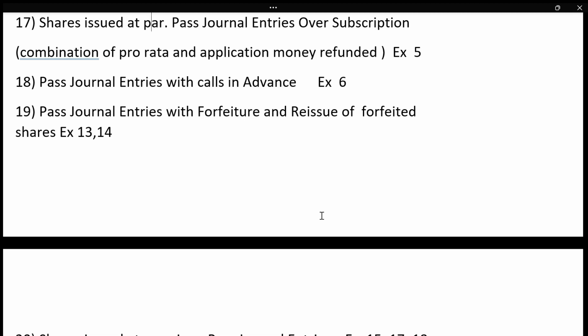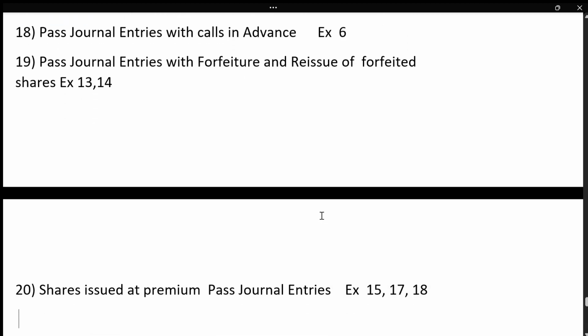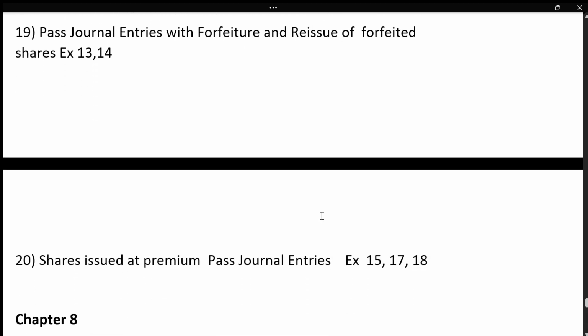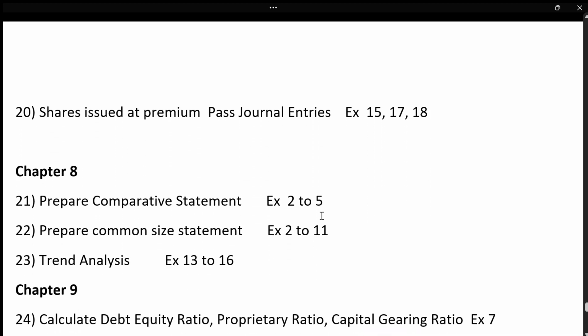And calls in advance, the full sum you have to do, and in the middle you have to pass the calls in advance journal entry. Journal entries with reissue, forfeiture and reissue, the full entire sum you have to do. And shares issued at premium, and in the premium sum you have forfeiture, reissue. And chapter 8, comparative statement, then common size statement, trend analysis. These sums are very important.